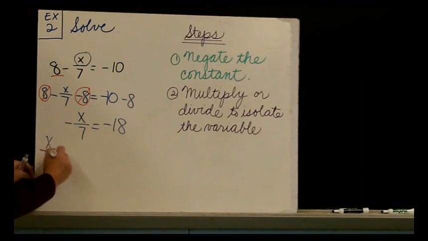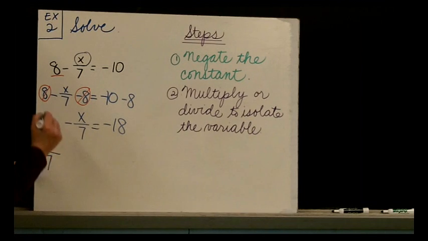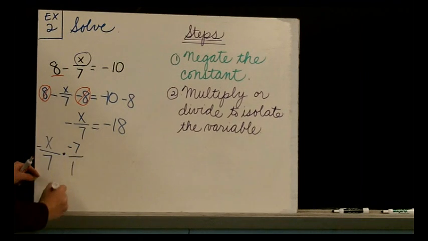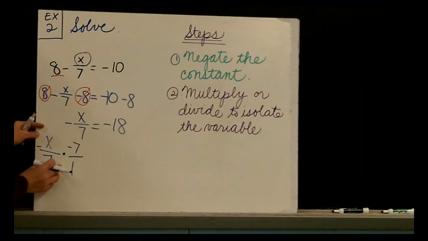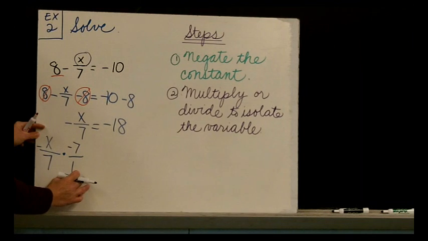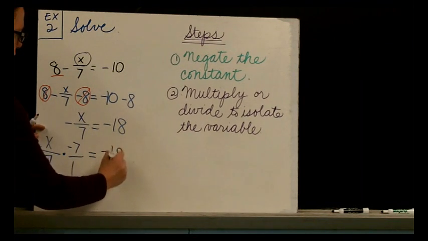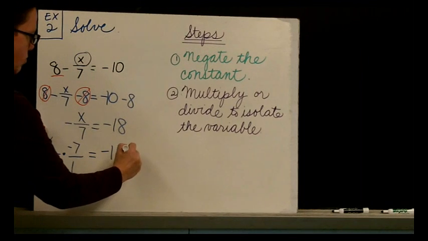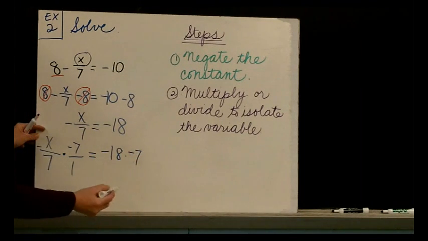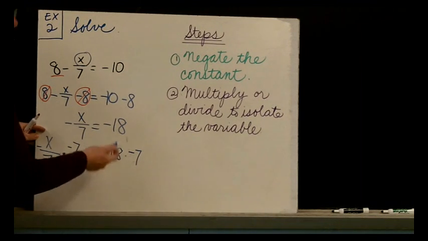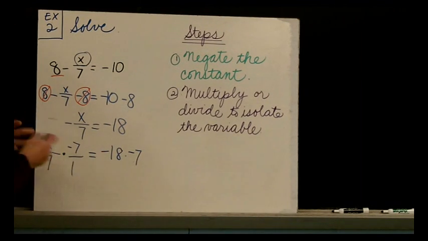So here is our x over negative 7. And as I said, we're going to multiply by negative 7. Since our first term is a fraction, I'm writing the negative 7 as a fraction. And now we bring down our negative 18, and we multiply that by negative 7. Since the 18 is not in fraction form, I'm not going to put the negative 7 in fraction form.